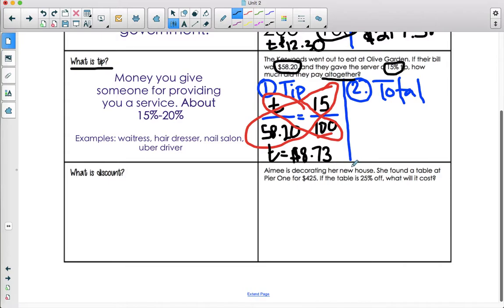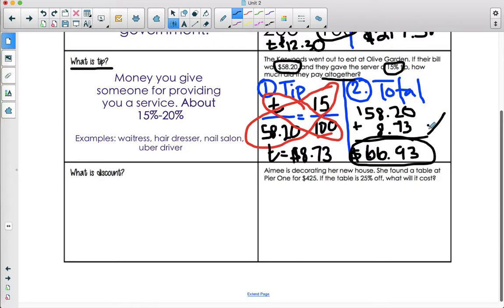Now that I know how much money I'm going to leave for a tip, I can find out how much money they paid all together by taking their bill, $58.20, plus the tip. Add these together. 0 plus 3 is 3, 2 plus 7 is 9, 8 plus 8 is 16, and then we get $66.93 as our total. So this is the final answer.